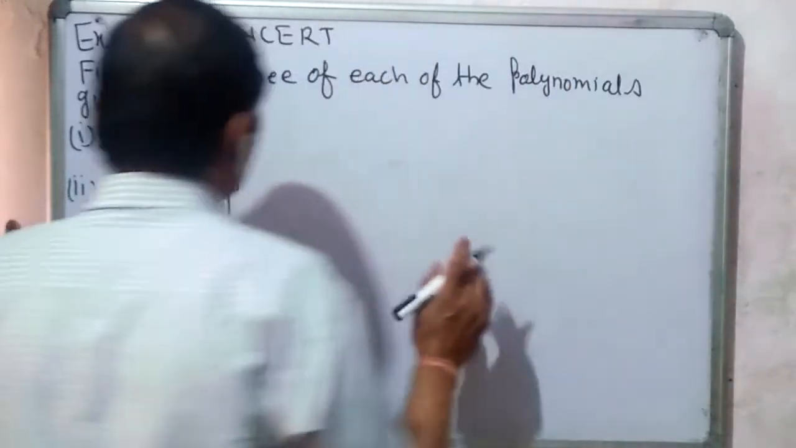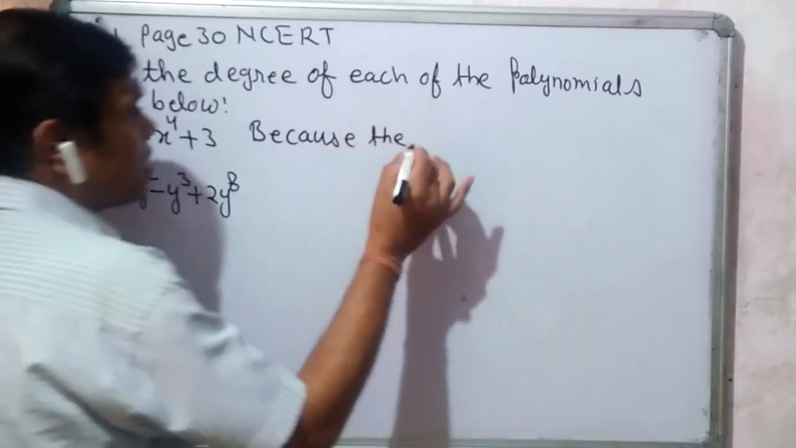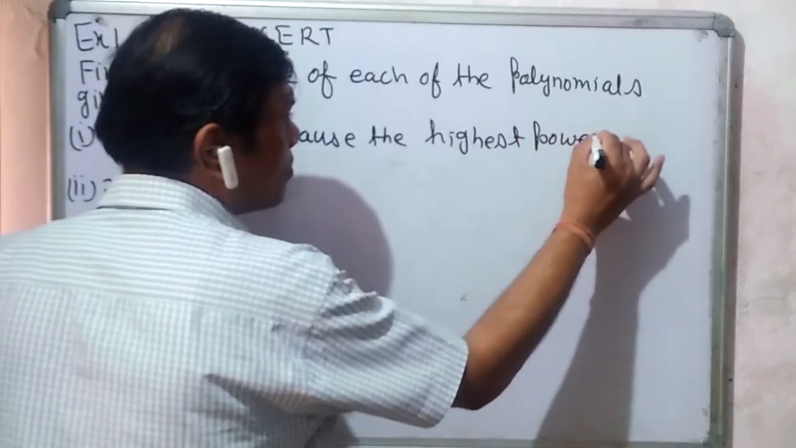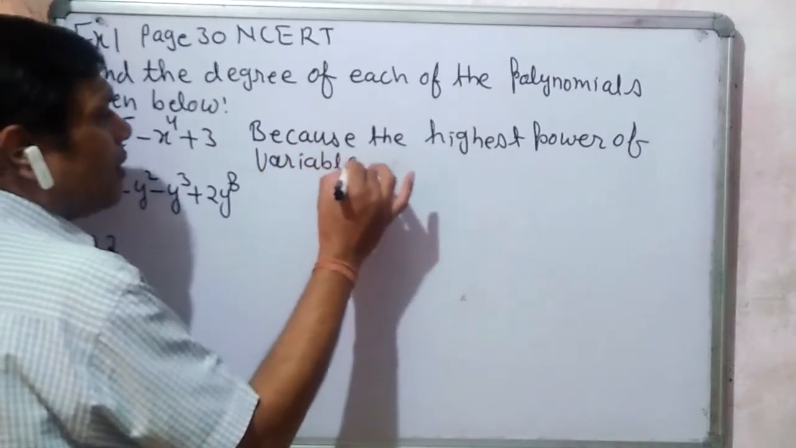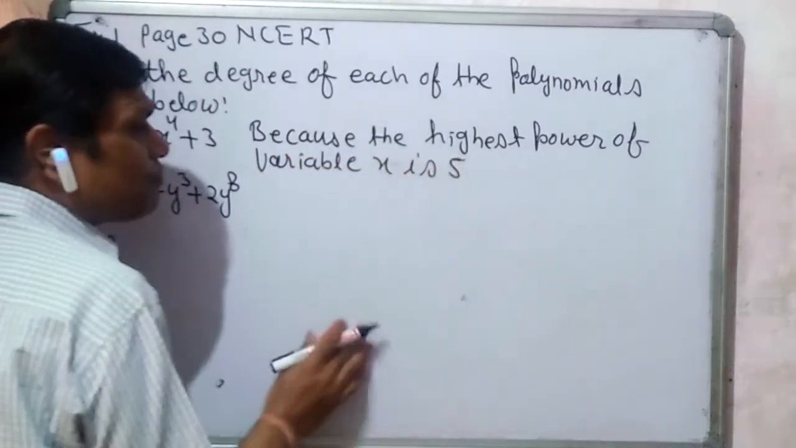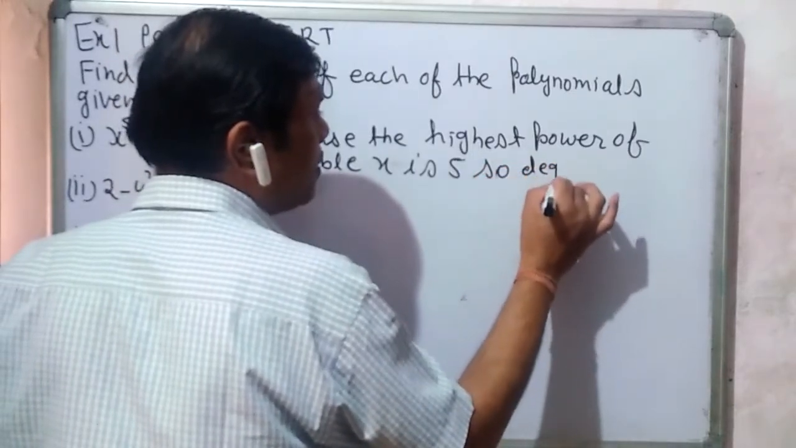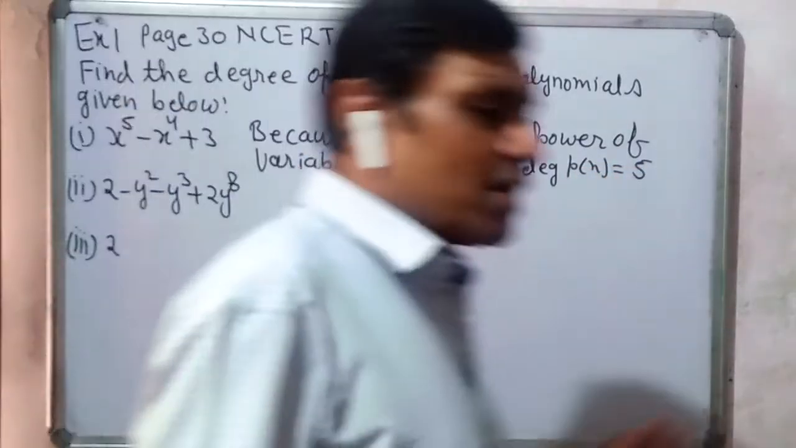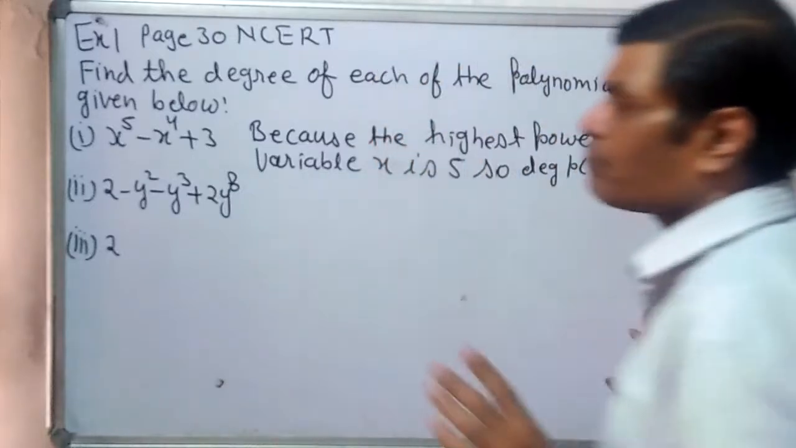Right? So what can we write? We can write, because the highest power of variable x is 5, the degree of p(x) equals 5. Degree of p(x) in this case is 5. Why is it 5? Because the highest power of the variable x is 5 over here.